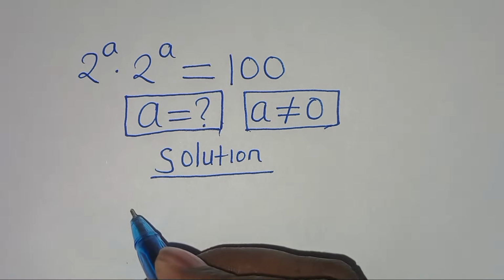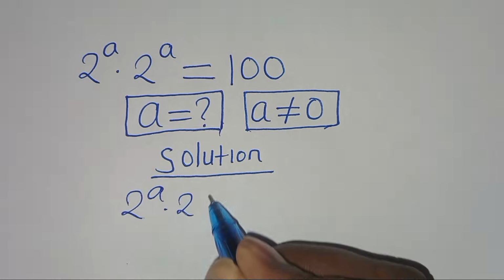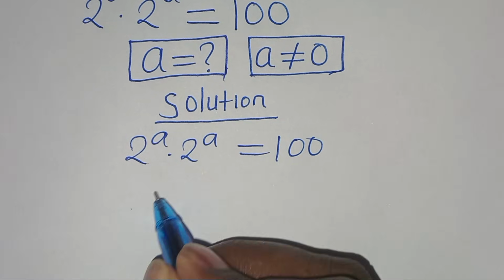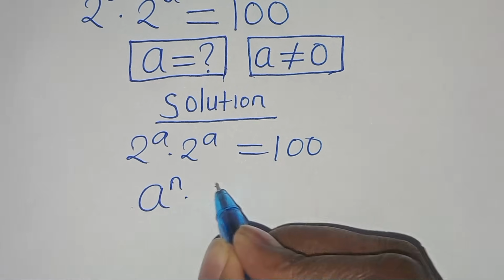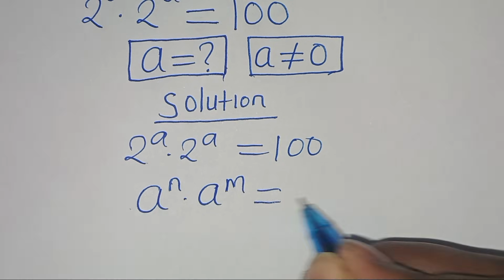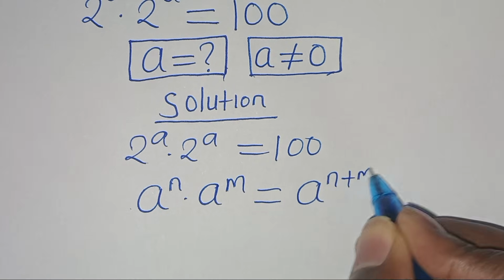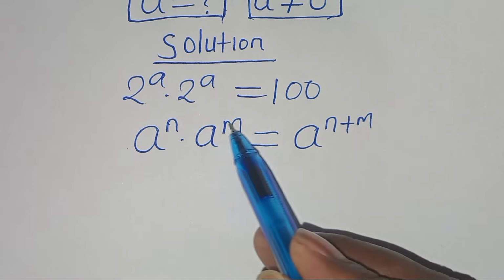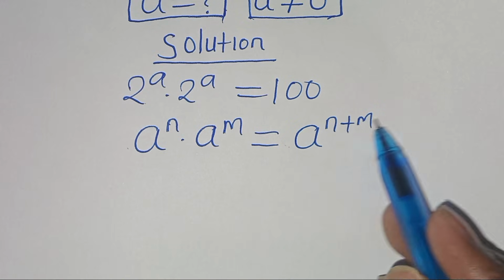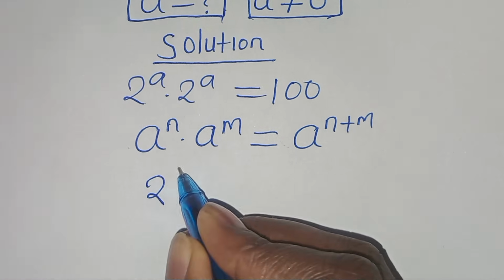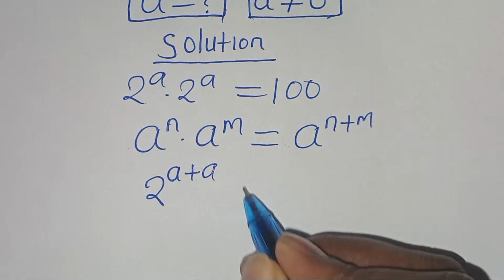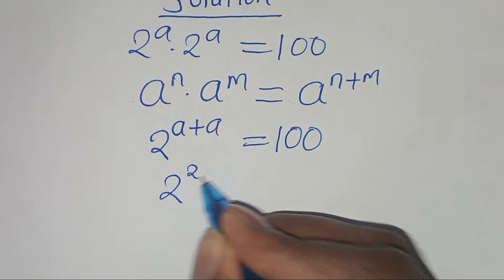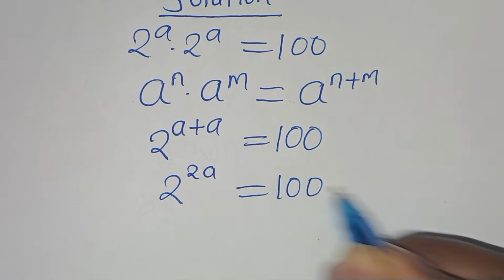So we have 2 to the power of a times 2 to the power of a. This is equal to 100. This exponential equation is in the form of a to the power of n times a to the power of m, which we can express as a to the power of n plus m, and therefore we have 2 to the power of a plus a. This is equal to 100. So here we have 2 to the power of 2a. This is equal to 100.